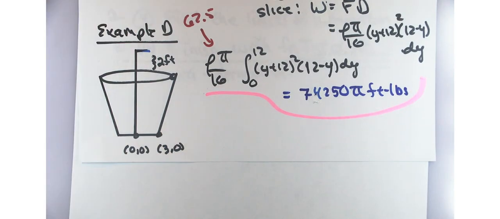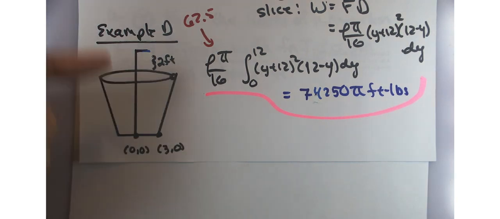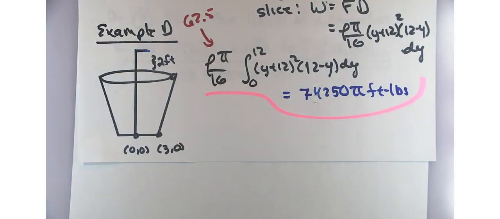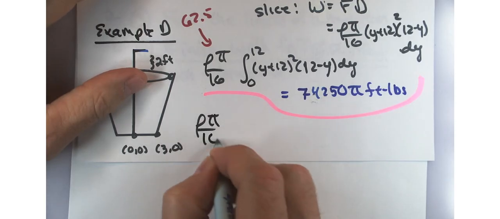Let's revisit that problem with one change. What if you're pumping to a point 2 feet above the tank now? How does that change our problem? What change do we have to make to our integrand? I'll give you a hint. It's not going to change rho or the 16 out here.